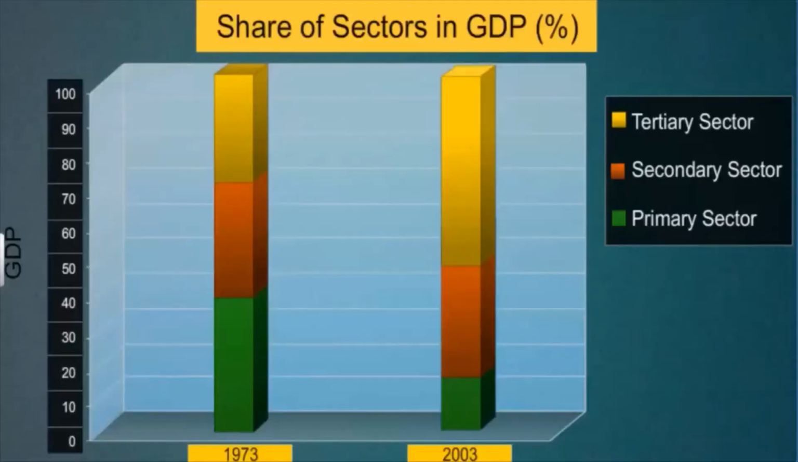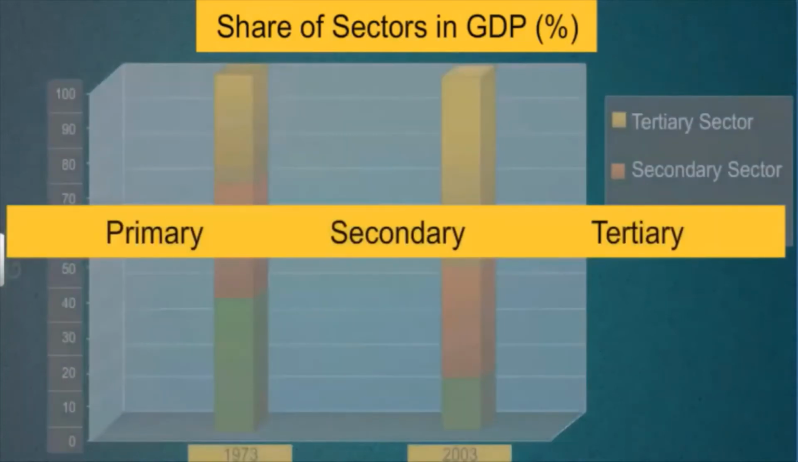This graph shows the change in the percentage contribution of GDP by the three sectors from 1973 to 2003. The graph shows a decline in the contribution to GDP from the primary sector, a marginal increase in the contribution from the secondary sector, and a significant rise from the tertiary sector.